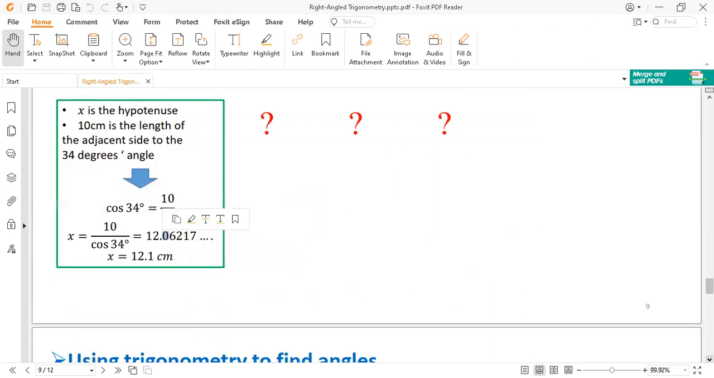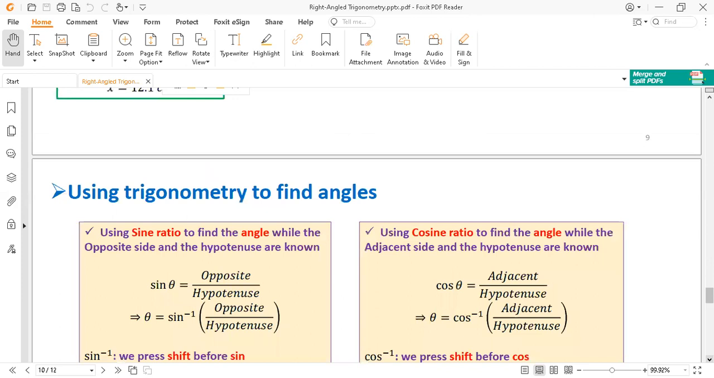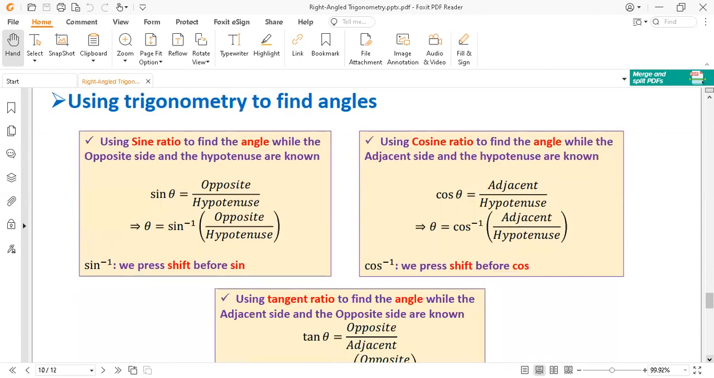So please try this plan by yourself, and you will definitely succeed. Okay. Also, we can use trigonometry to find angles.